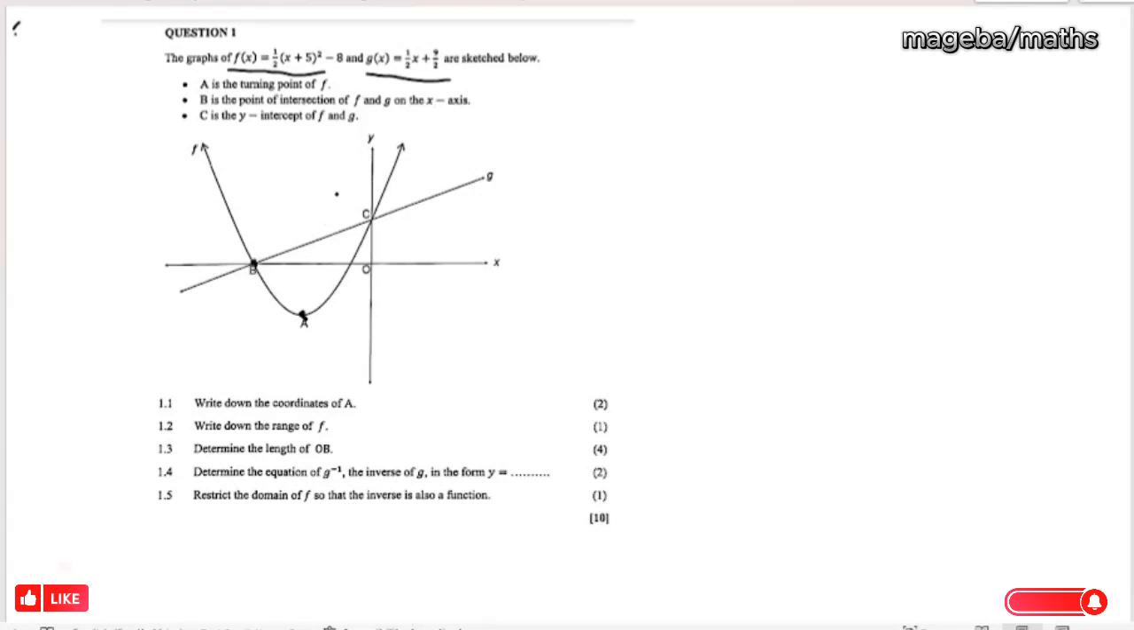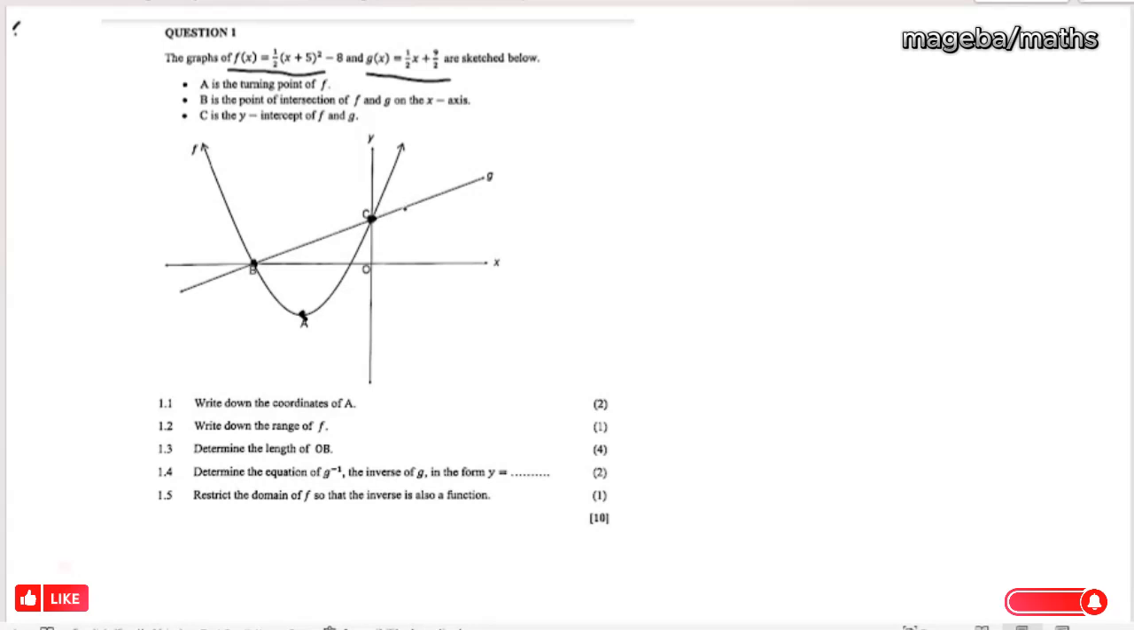That's where the point of intersection is, and then they are telling us that C is a y-intercept of g and f. C is a y-intercept. Now they didn't tell us that this is a point of intersection, but this is also a point of intersection because both graphs do intersect at C. You must know that.